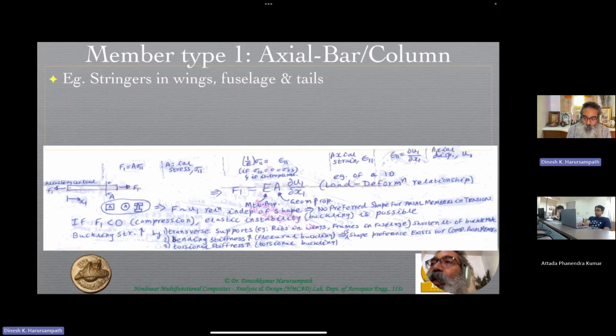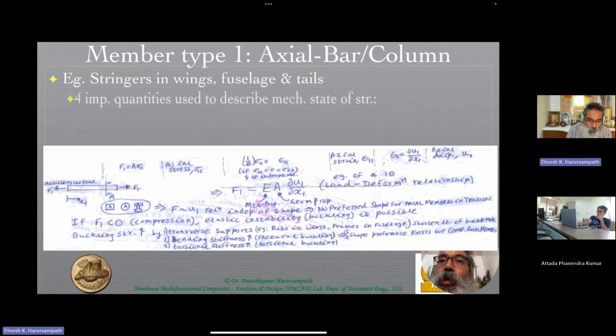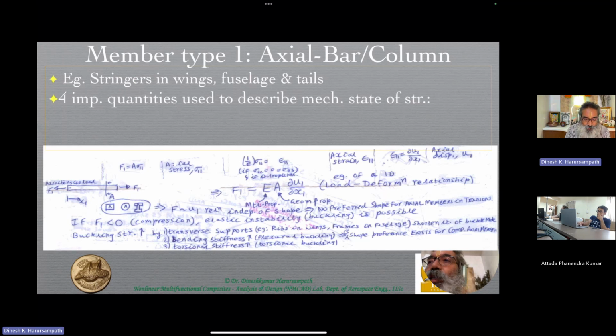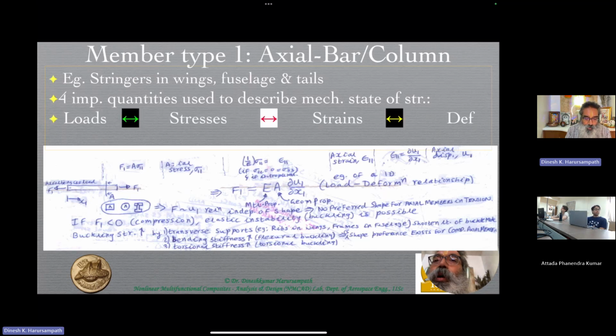This is just a summary of what we expressed on the whiteboard. I was, of course, using Apple Freeform as the whiteboard over there. Let's go ahead. We, as always, looked at those four bucketing variables. That is, the four important quantities used to describe the mechanical state of any structure, including this axial bar or column. And those are the loads, the stresses, the strains, and the deformation.